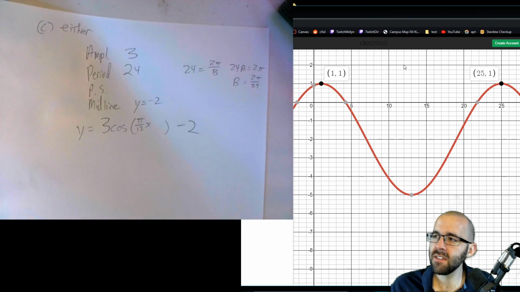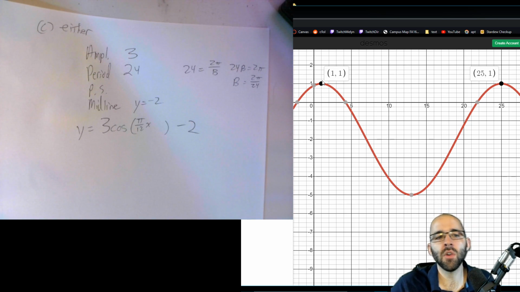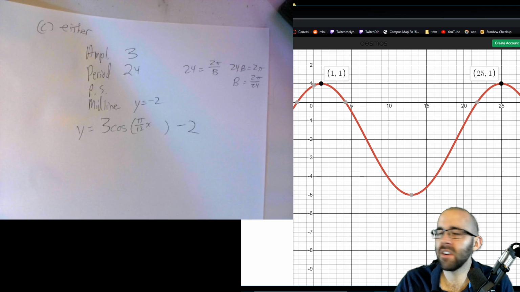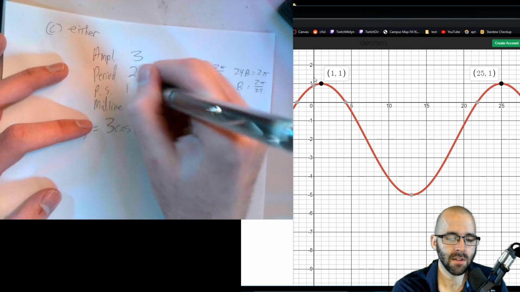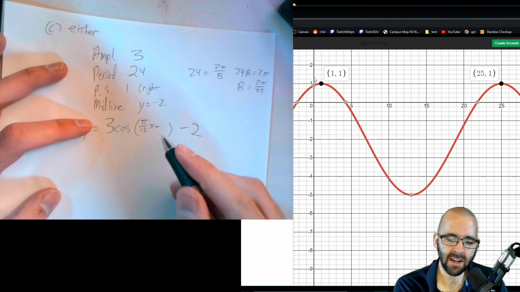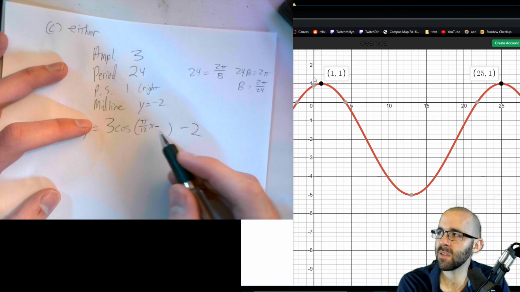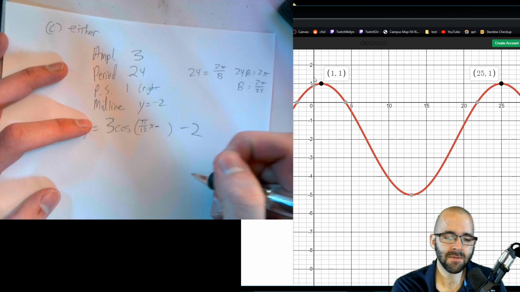And all that's left is the phase shift. So if this were a normal unphase shifted cosine function, then this point would be actually over here. Cosine starts at the very top when x is 0. But this was bumped over 1 unit. So our phase shift is 1 to the right. So we know this is going to be a minus sign right here because function transformation tells us if we subtract from the inside, that moves it to the right. Then we have to find out what the value is.